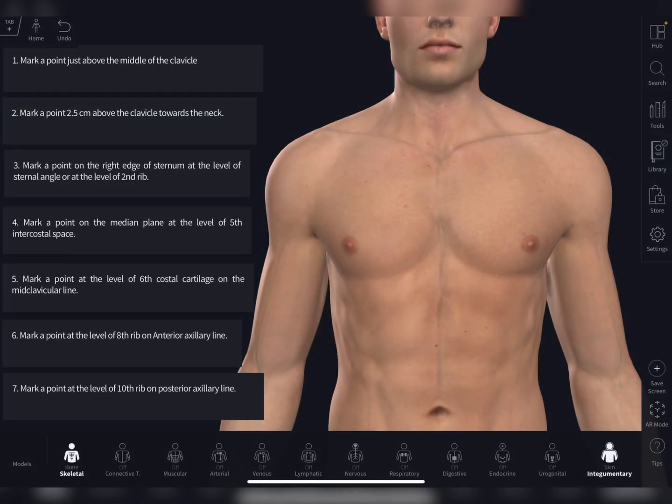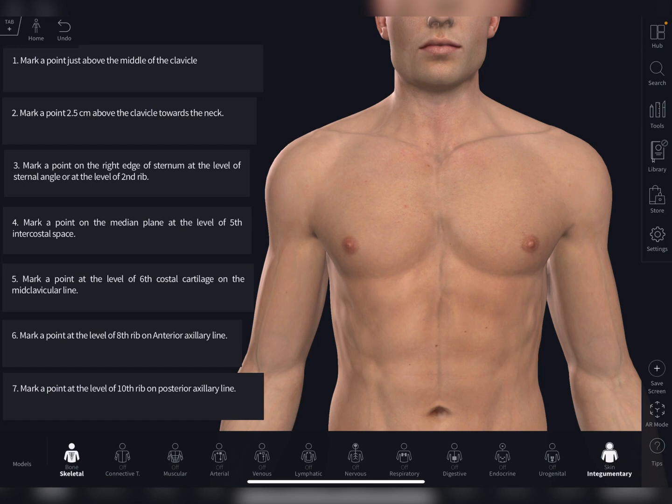So hello everyone. Today we are going to learn about the surface landmark of the lungs. As you all know, the surface landmark of the lungs will help you in many clinical examinations such as percussion and auscultation. So let us begin.